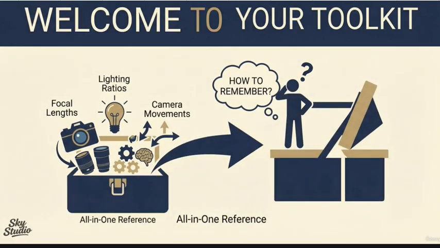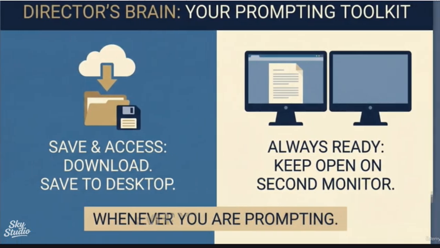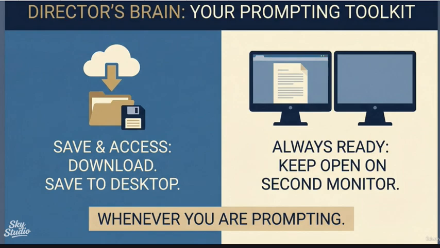Welcome to your toolkit. Throughout this course, we covered a lot of technical terms: focal lengths, lighting ratios, camera movements. You might be thinking, how am I going to remember all of this? You don't have to. A real director doesn't memorize everything. They use reference guides, so I have created 10 PDF cheat sheets for you to download. Think of this as your director's brain. I want you to download these, save them to your desktop, or keep them open on a second monitor whenever you are prompting.